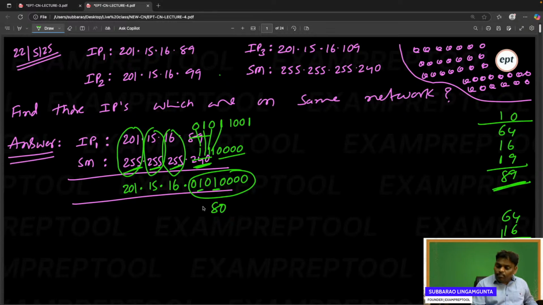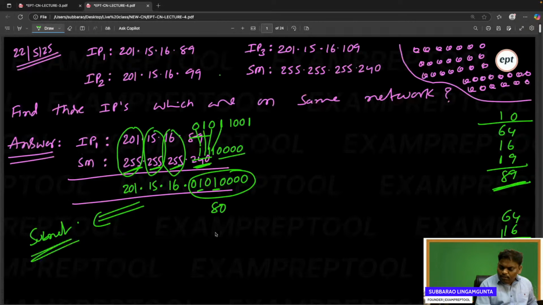So remember, whatever comes, it is a subnet ID. Everyone try to understand, whatever came, it is a subnet ID. So your IP belongs to this subnet ID. Let's go. I have 3 IPs.